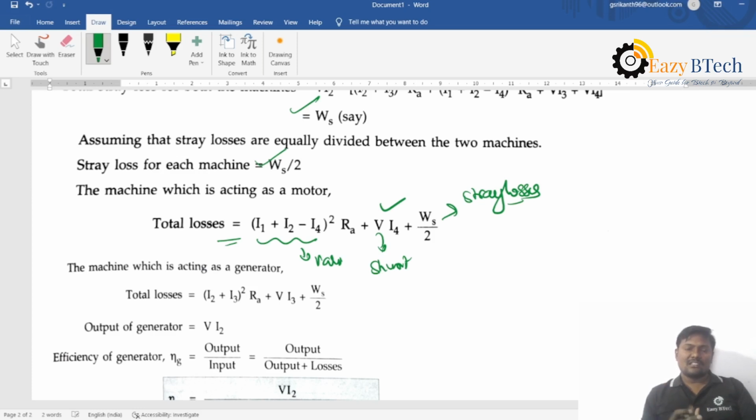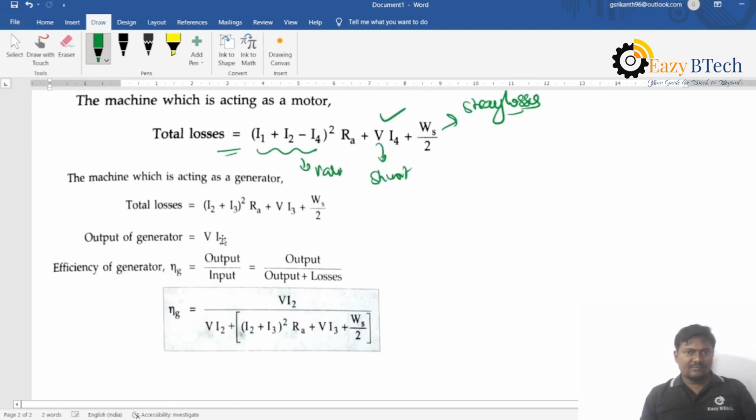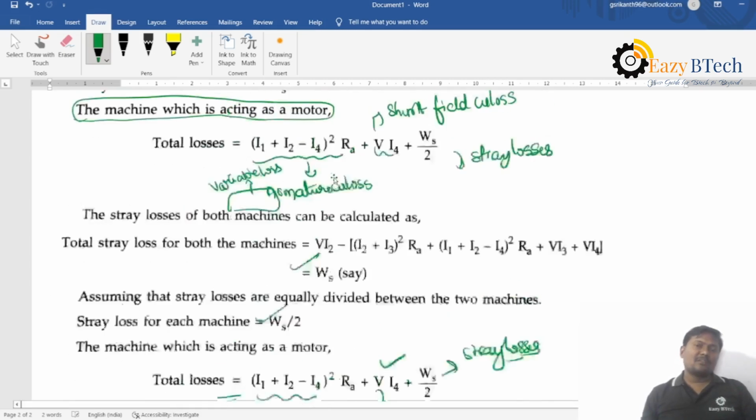So in order to find the stray losses, if we find the stray losses, then you can find the total losses. Armature copper loss is calculated by marking the current directions, and after that we find the shunt field copper losses, and the shunt field copper losses and stray losses of each machine. Then you will get the total losses for the motor as well as the generator. This is for the motor: (I1 plus I2 minus I4) whole square into RA. Suppose you go for the generator, what is the armature copper loss?